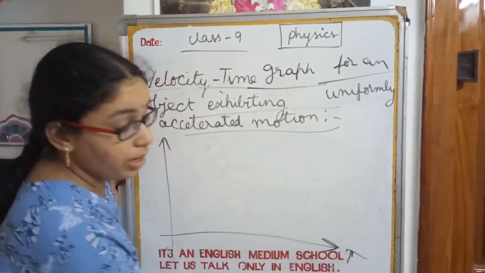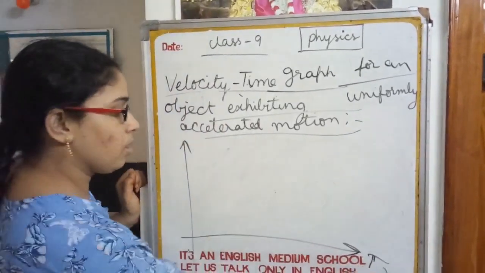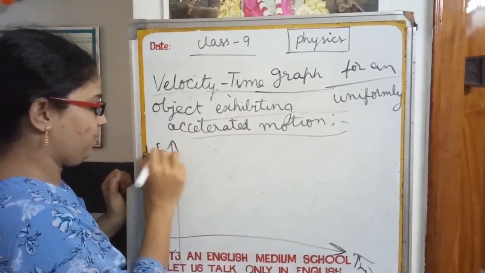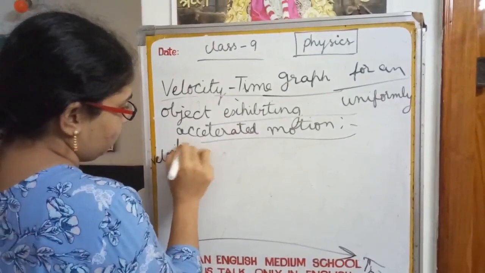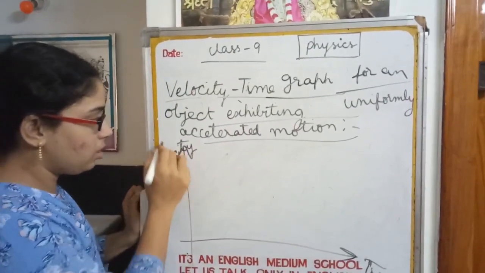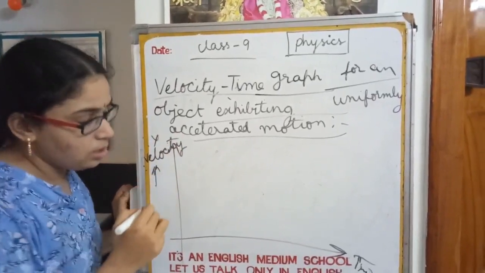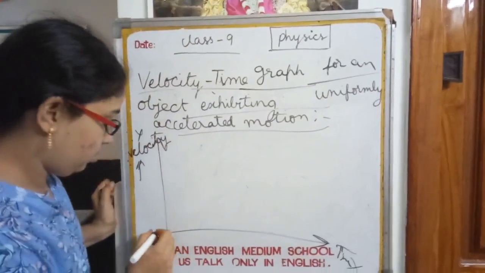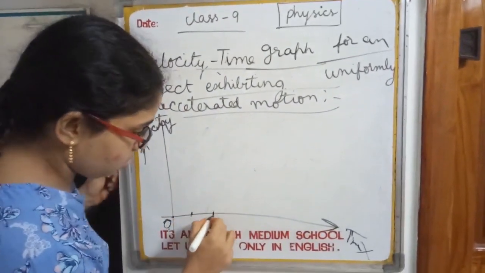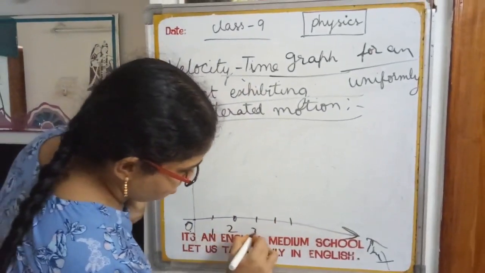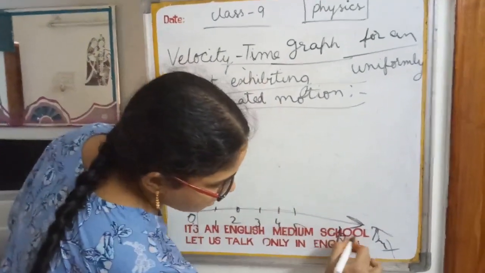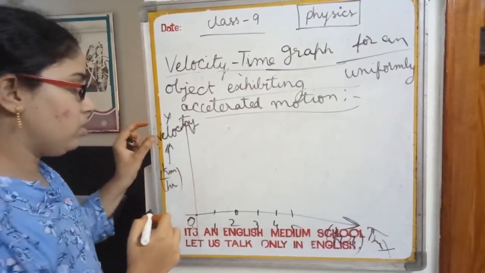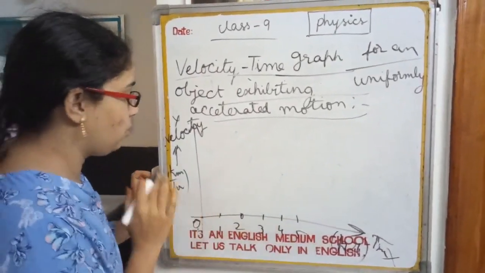Time, the independent quantity, should be taken along the x-axis, whereas velocity, the dependent quantity, should be taken along the y-axis, okay, and this is the origin. I am considering time in hours, okay, whereas velocity in kilometer per hour. Why? Because it is velocity, okay, and the same system of units we have to consider.